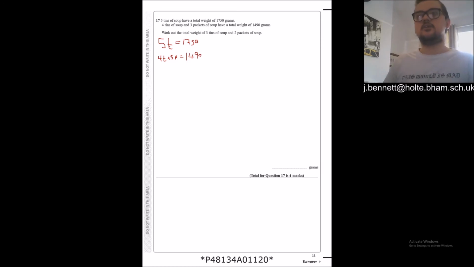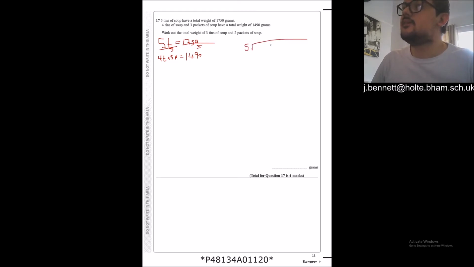So first thing we can do is solve for the value of t, because 5t is something, we just divide both sides by 5. So we're looking for 1750 divided by 5. How many 5s go into 1? None. How many 5s go into 17? 5, 10, 15. That's 3. Remainder 2. How many 5s go into 25? 5. How many 5s go into 0? 0. And that's it. Our answer is 350 grams.